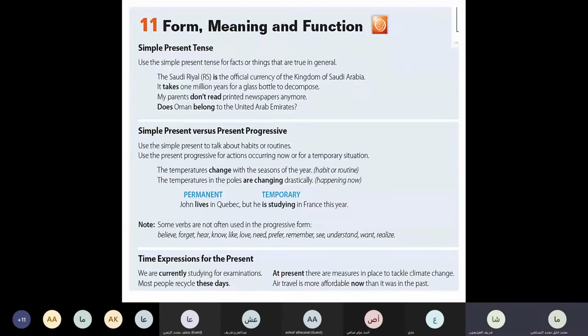Simple present tense. Use simple present tense for facts or things that are true in general. Good. Now here again, we use simple present for different situations. One of these uses of the simple present is facts. We use the simple present with facts. Also, if you remember, when we talked about simple present, we said that we use it with habitual actions. Now, look at the sentences. You will realize that most of them are what? Facts.